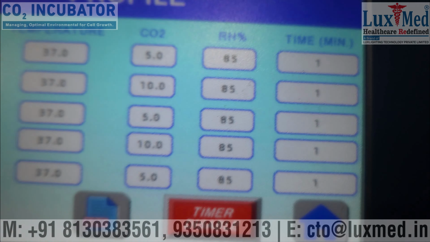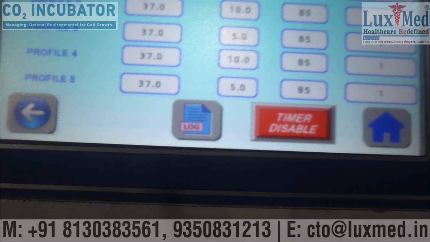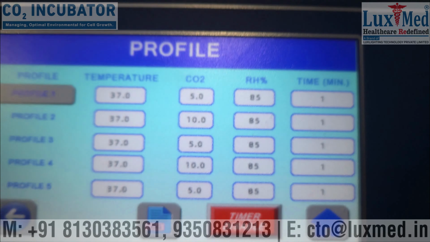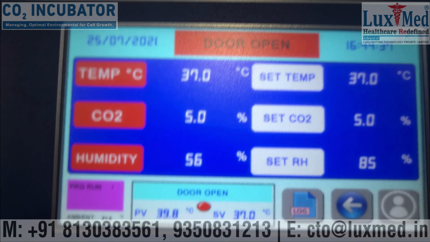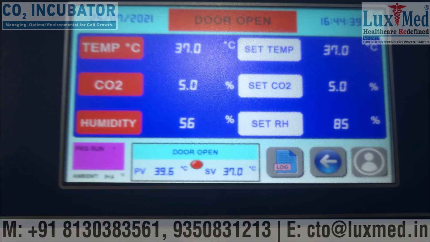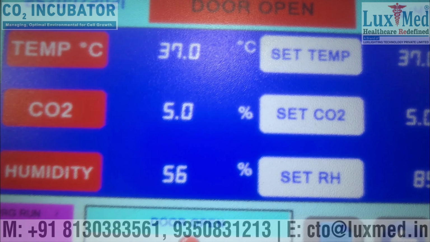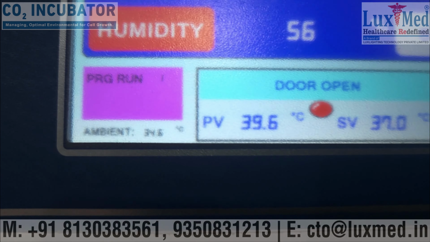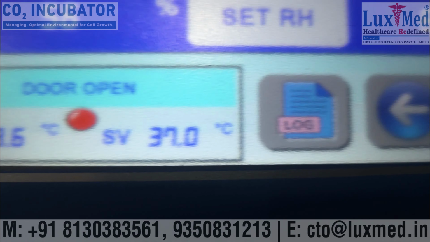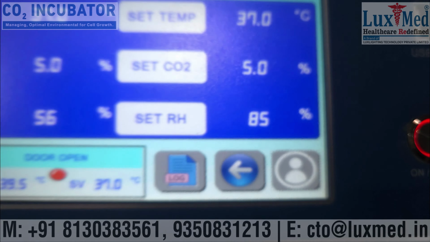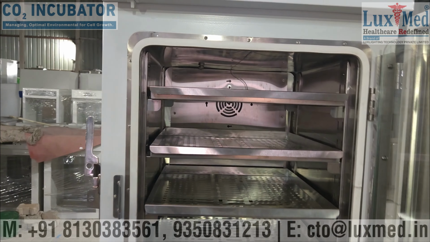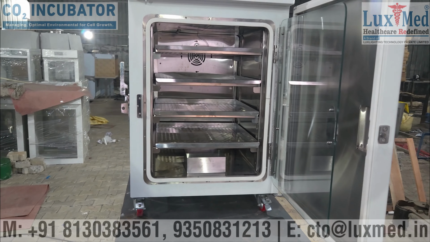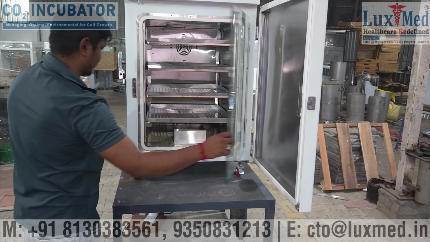CO2 levels. The CO2 concentration is carefully regulated, usually around 5%, to maintain the pH of the culture medium. CO2 interacts with sodium bicarbonate in the culture medium to buffer the pH within the physiological range. Sterility. They are designed to prevent contamination by filtering the air and water used in the incubator, as well as providing a sterile environment for the cells to grow.